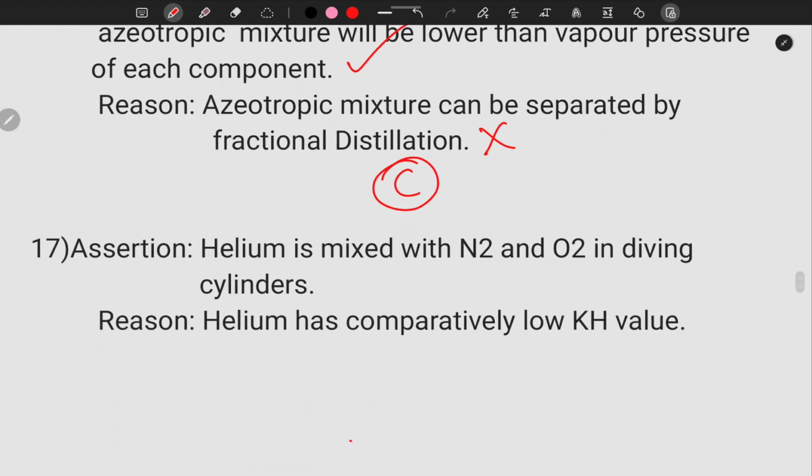17th question. Helium is mixed with nitrogen and oxygen in diving cylinders. Yes. Because of the higher value of KH of helium, we mix helium with nitrogen and oxygen to avoid bends, the toxic effect of high concentration of nitrogen in blood. So the statement is correct. Reason: helium has comparatively low KH value. Helium has a high KH value, that's why we mix it with nitrogen and oxygen. So assertion correct and reason is wrong. So our option is option C.